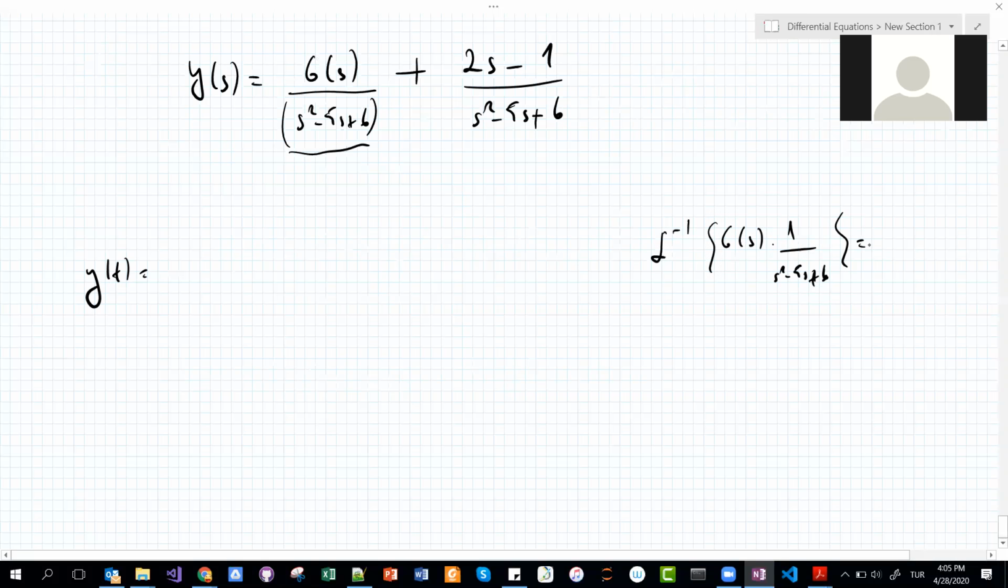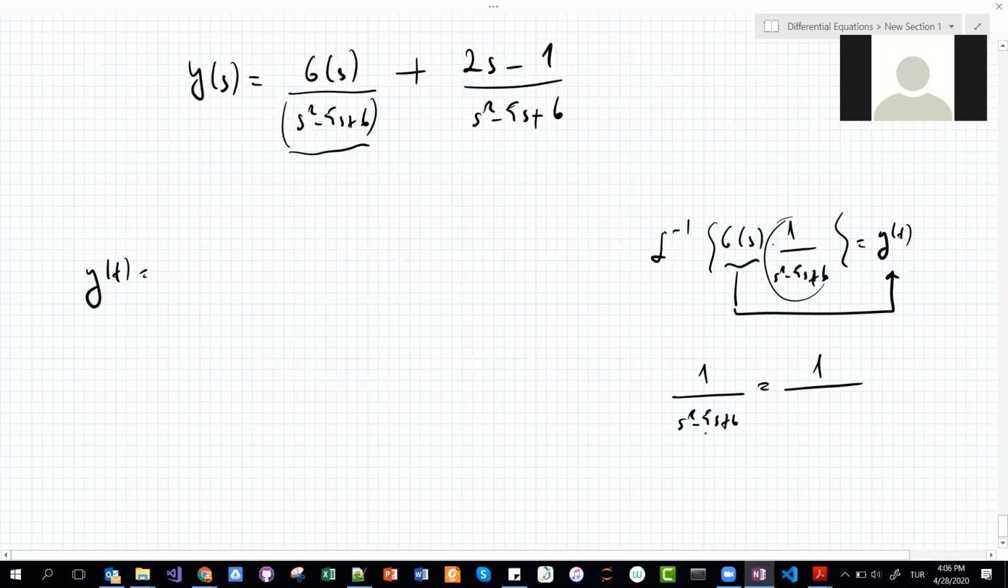When you use a convolution, you are going to need the inverse of this term, which is g of t, the small g. What is the inverse of the other one, the 1 over s squared minus 5s plus 6? This can be written as s minus 3 times s minus 2.